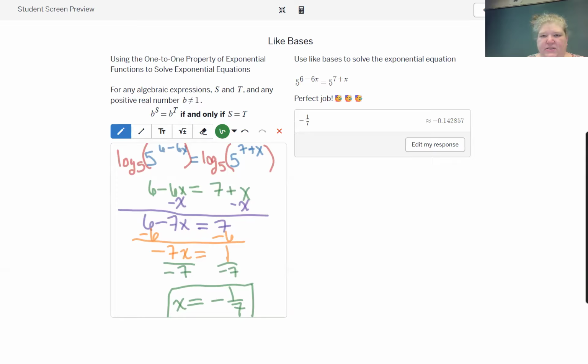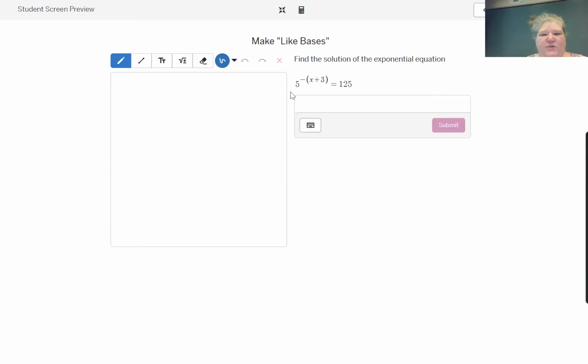But sometimes I'll get equations where they don't start as the same base. So we've got to make a little bit of a tweak to this. So I've got my 5 to the negative of x plus 3 equals... Now, what do I know about 125? Yep, it's 5 cubed. So I think of it as like $1.25 is 5 quarters, but a quarter, 25, is 5 squared. So that's 5 cubed.